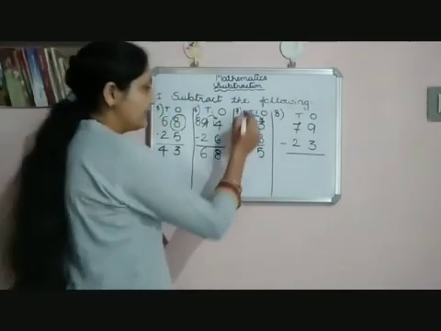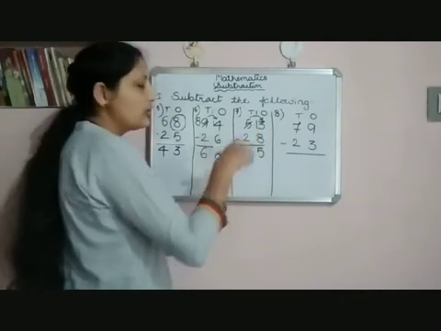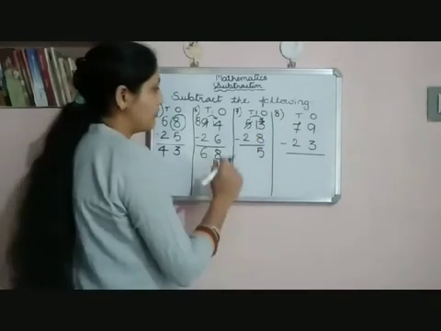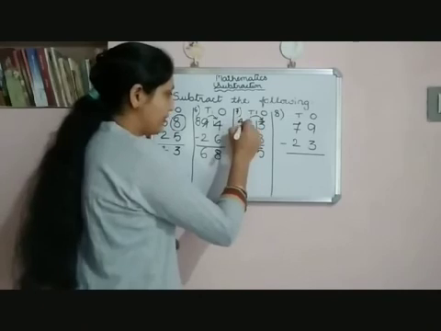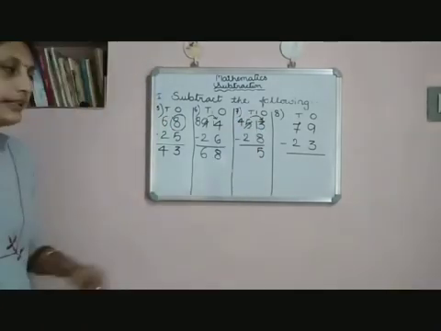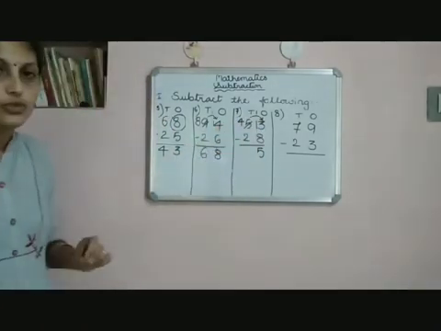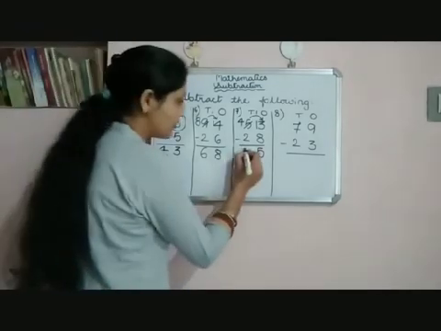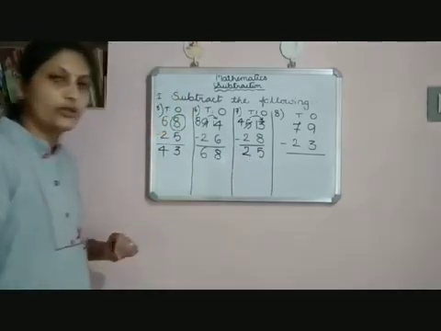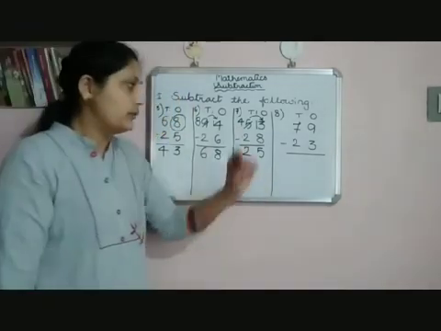Now, in the tens column, there is 5. You have given 1 borrowed to the ones column. So 4 left. Strike out 5 and write 4. 4 minus 2. 4 minus 2 is 2. So the answer is 25.